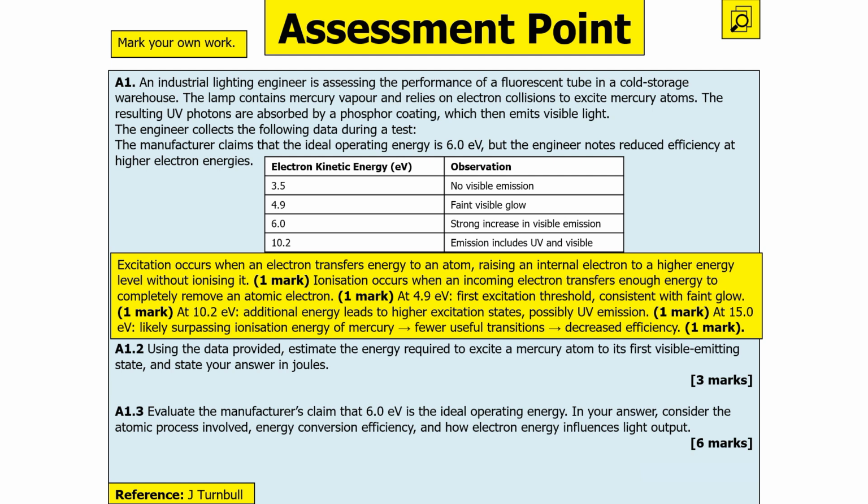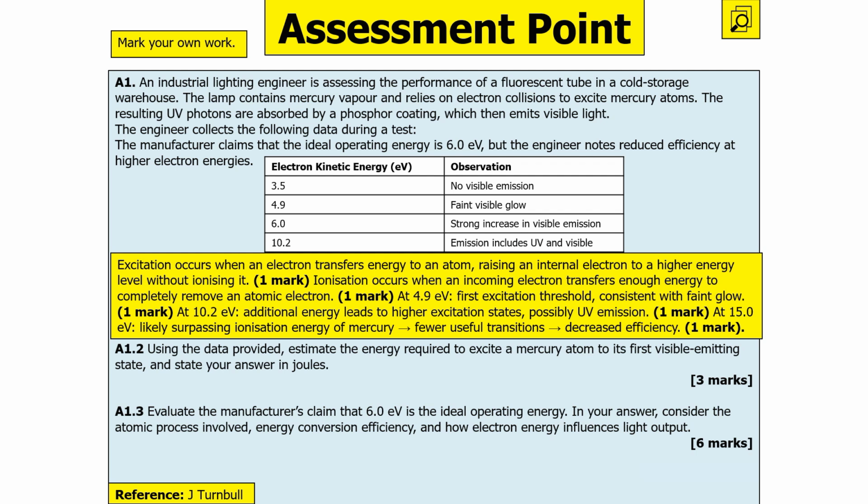Now at 10.2 eV, the additional energy leads to higher excitation states and possibly even UV emission. Now at 15 eV, we've likely now surpassed the ionization energy of mercury, so there are now fewer useful transitions and it's now a decreased efficiency.